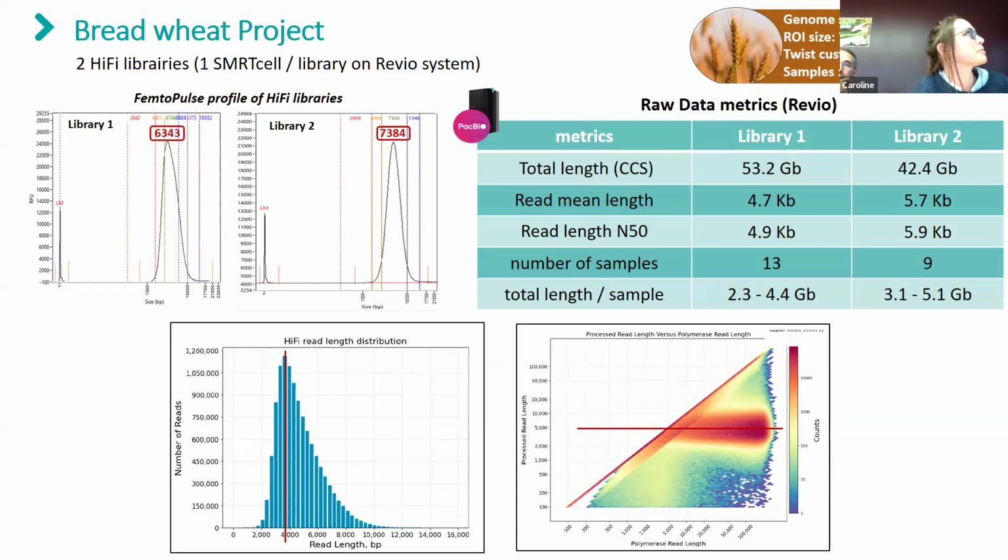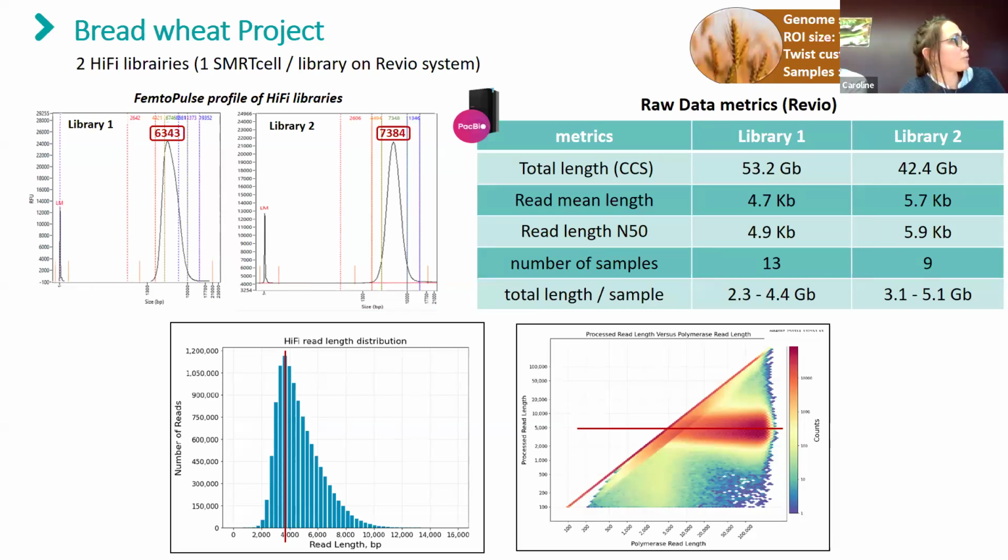And finally, the third project highlights the application to a more complex challenge in genomics, so the bread wheat with a genome size of 15 gigabases. We focus in this project on 22 genotypes. After the Twist capture workflow, we divided the 22 samples into two multiplexed PacBio HiFi libraries, and each library is sequenced on the Revio system.